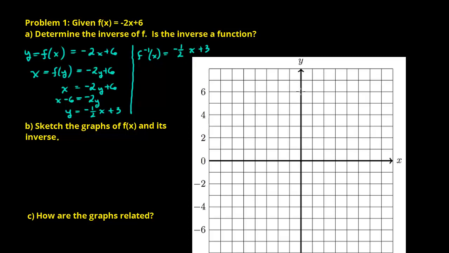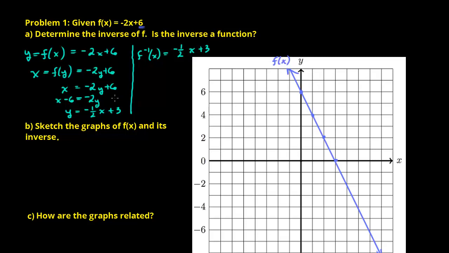So let's go ahead and plot the y-intercept, which is positive 6. We'll follow the slope. So we're going to go over 1 down 2, over 1 down 2, because the slope is negative 2, over 1 down 2. And then I can go ahead and graph a straight line through all these points. So this is the function f of x.